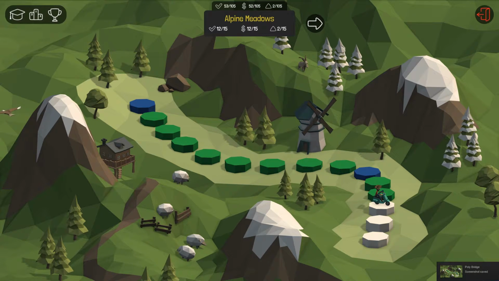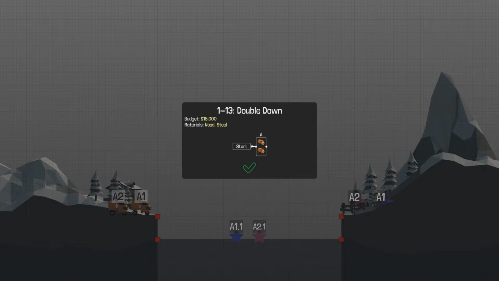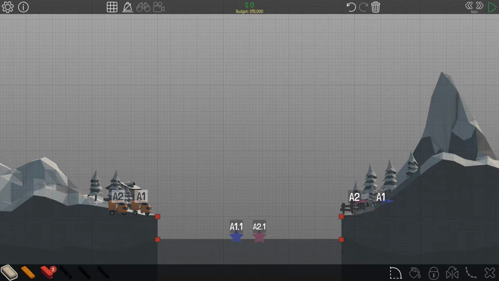Here we are again on Alpine Meadows in Polybridge. Yes, Polybridge. We're going to do another checkpoint one, and it's called Double Down, and we need to get these two what look like French trash collectors. Why did I say trash? No idea. I don't know why I said trash.